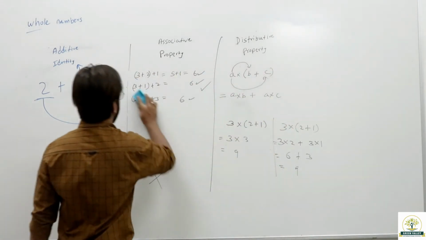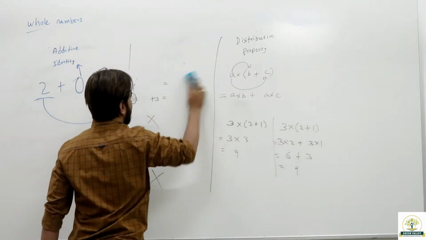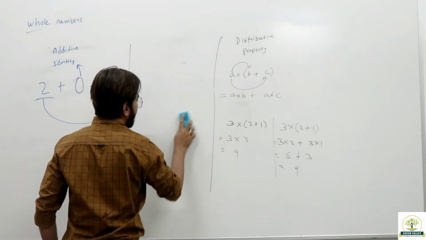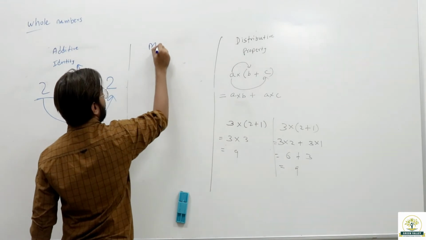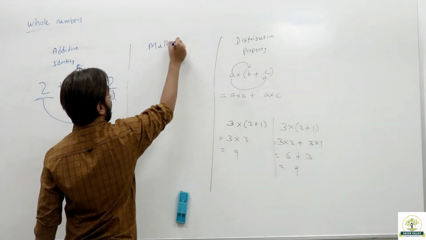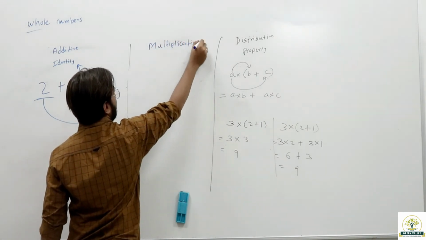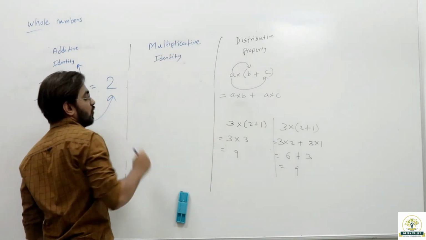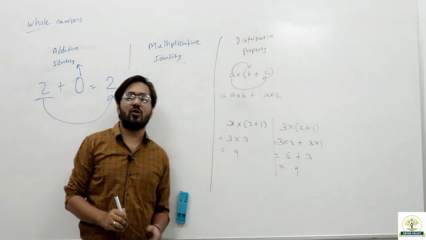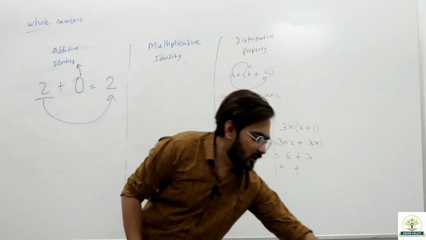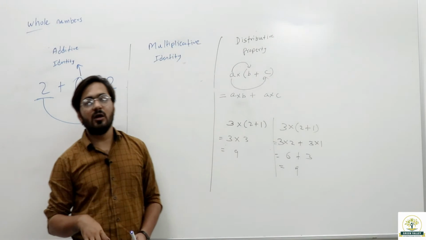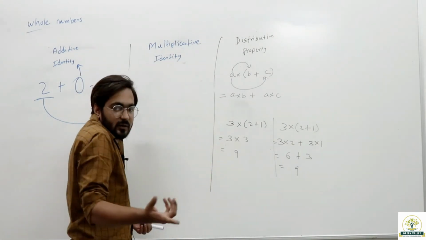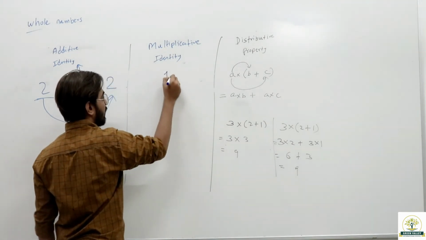Same way there is something called multiplicative identity. Multiplicative means related to multiplication, and identity means the given number should not lose its original value. So which number is there which on multiplying with a given number, the value of the given number remains the same? There is a number which is 1.